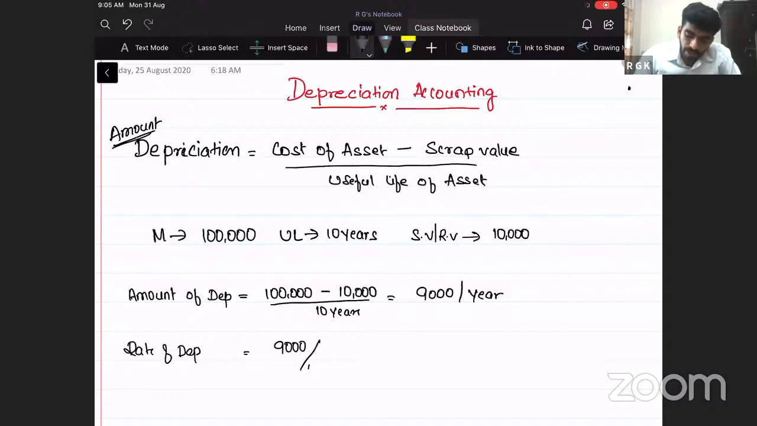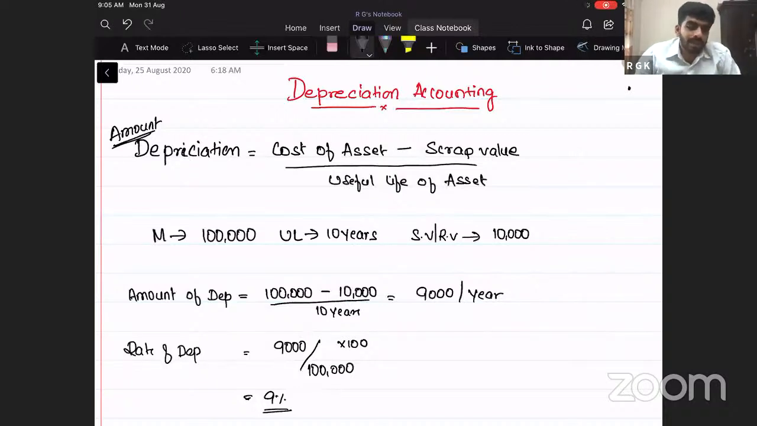Rate of depreciation is equal to 9,000 divided by 1 lakh rupees. See, you are seeing the rate on the cost of asset. Please keep this point in mind: don't subtract the scrap value here. Here you are finding it against the cost of asset. So 9,000 divided by 1 lakh into 100, since it is a rate, a percentage. It will give you 9%. The rate of depreciation is 9%. Now see, 9% of 1 lakh is 9,000 every year. This is how you will be computing the rate of depreciation.